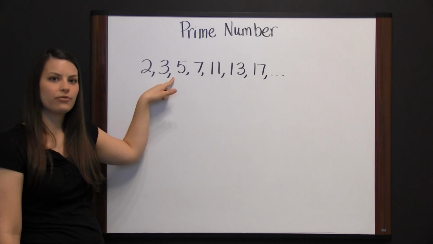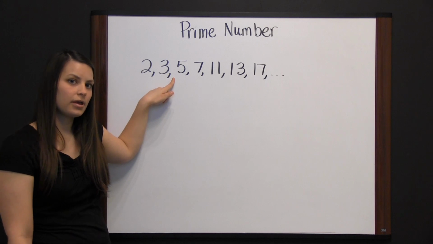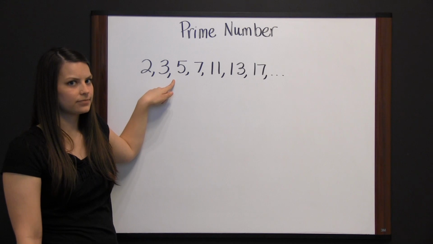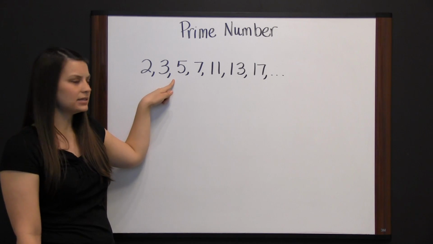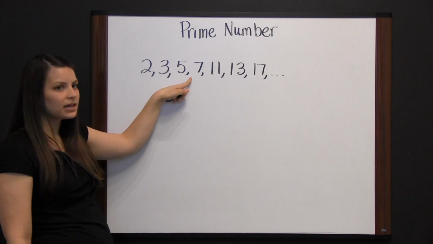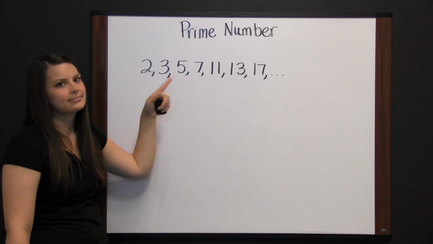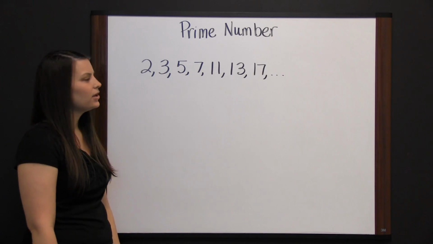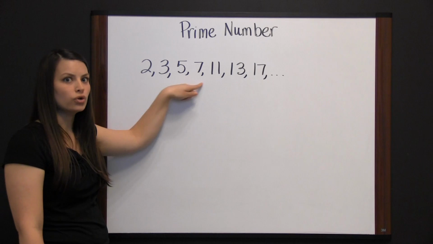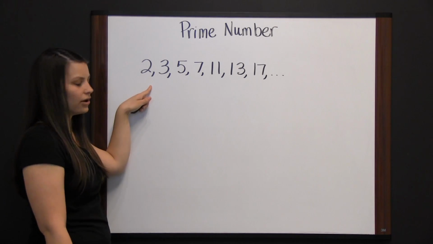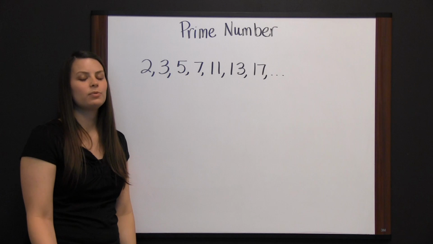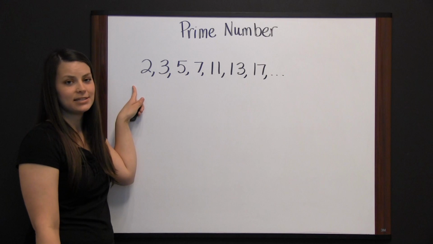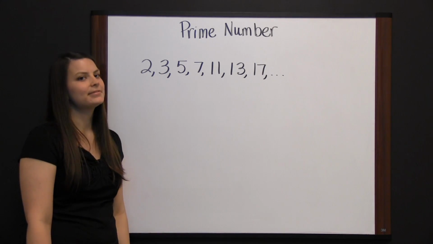Notice also we're missing the number 4. 4 is not a prime number because it can be divided by 1, 2, and 4. So it can't only be divided by itself and 1. That's the same with 6, 8, 9, 10, etc. Those kinds of numbers are called composite numbers. So prime numbers are numbers that can only be divided by 1 and itself, and composite numbers would be all the other numbers. However, 1 is neither. 1 is neither prime nor composite. It's special.